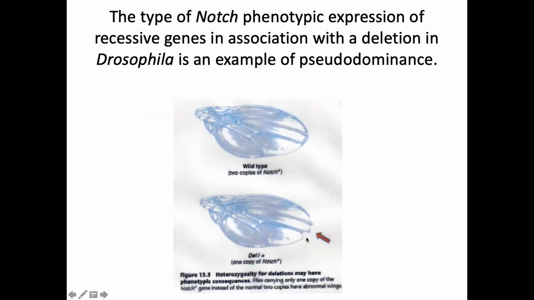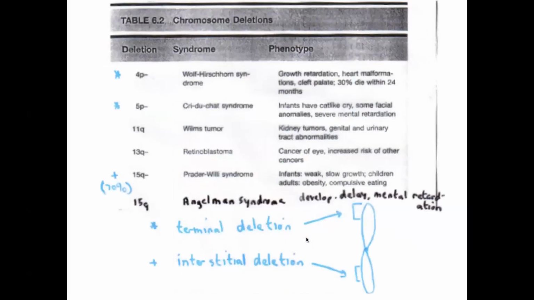Okay, so again, carrying a single copy of the Notch gene, because one chromosome is deleted for the Notch gene, gives rise to this phenotypic abnormality. That may not be too dramatic, but at least you get the point, that phenotypes can be altered when you carry deleted versions of chromosomes. So here are some more dramatic examples of that. We'll just give you a quick run through of this table here.